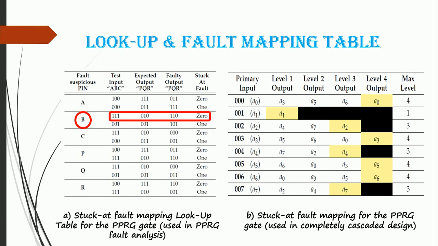Here, if I take an example where the primary input is A0, that is 000, then it will be obtained at level 4 output, that is, if it is obtained at the 4th PPRG gate. This table is used for completely cascaded designs, and it is used in terms of a matrix, and it will be helpful for the algorithm, as we will see in a few minutes.